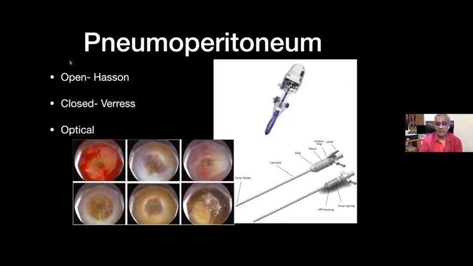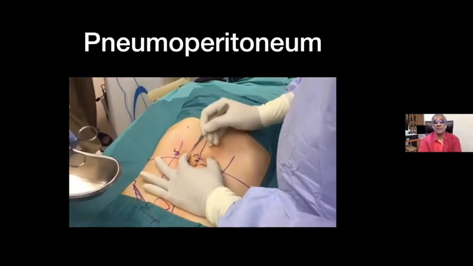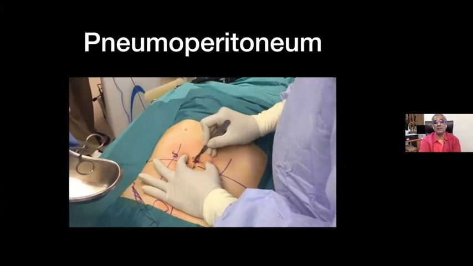You see the figure here shows you load the scope, a 0 degree scope, into the trocar, and then the various stages of penetration: rectus sheath, rectus muscle, posterior rectus sheath, peritoneum, and you're in the abdomen. So this is one of the safe ways of introducing a trocar and then insufflating with carbon dioxide. Now I will show you the process of inserting the Veress needle.